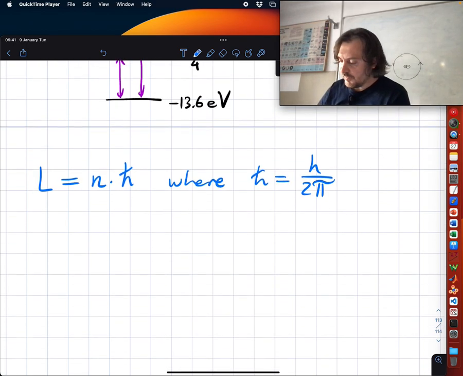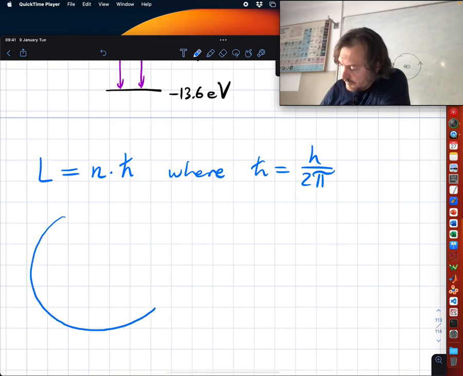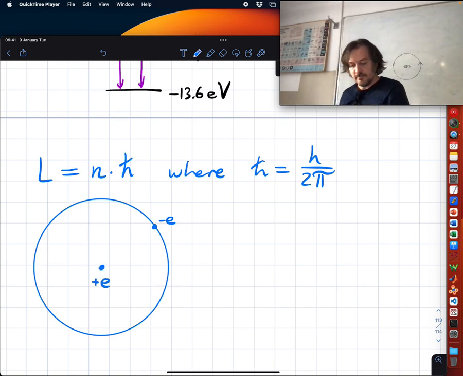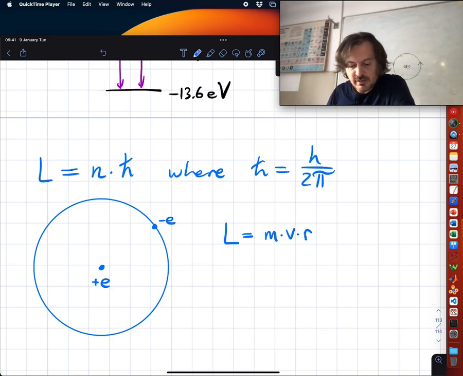So how do we fit it to experiments? We have to remember the electron going around. This is my electron, this is my proton. This is the hydrogen atom. What is the angular momentum? m times v times r. Do you agree with this?